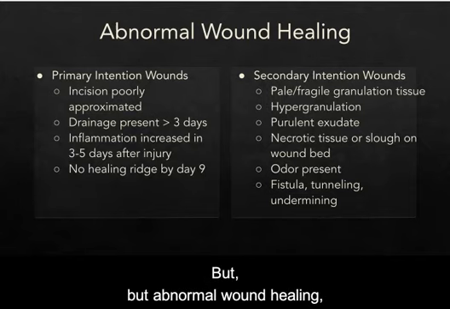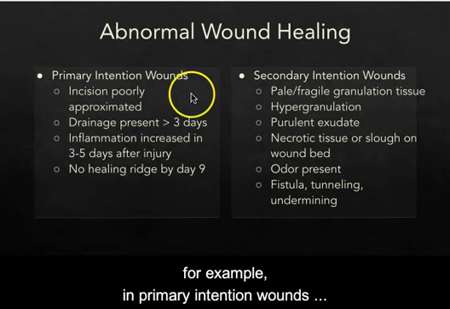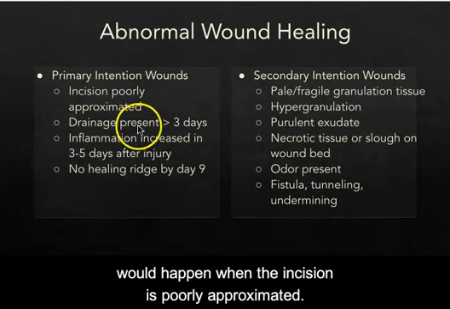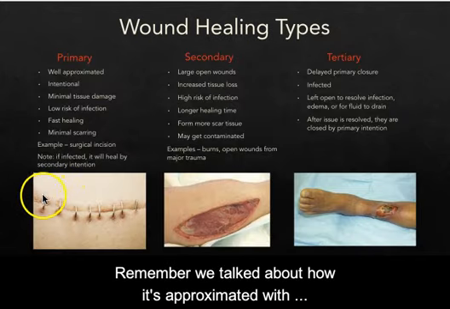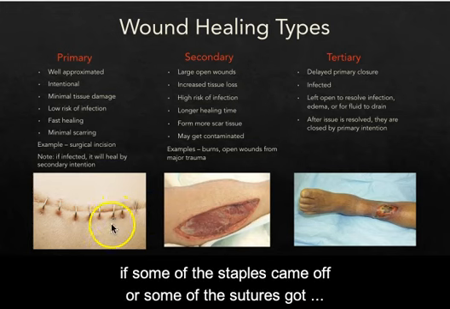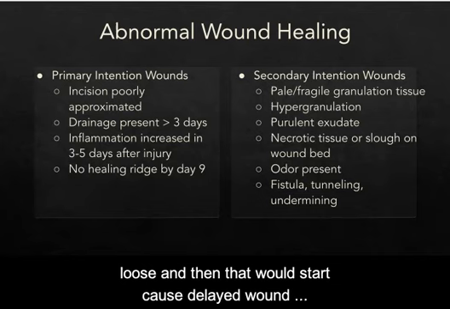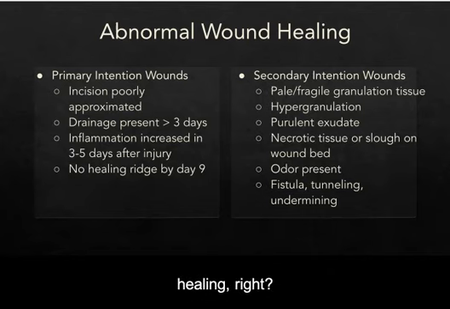But abnormal wound healing, for example, in primary intention wounds, would happen when the incision is poorly approximated. Remember we talked about how it's approximated with staples or sutures. For example, if some of the staples came off or some of the sutures got loose, that would cause delayed wound healing, right?